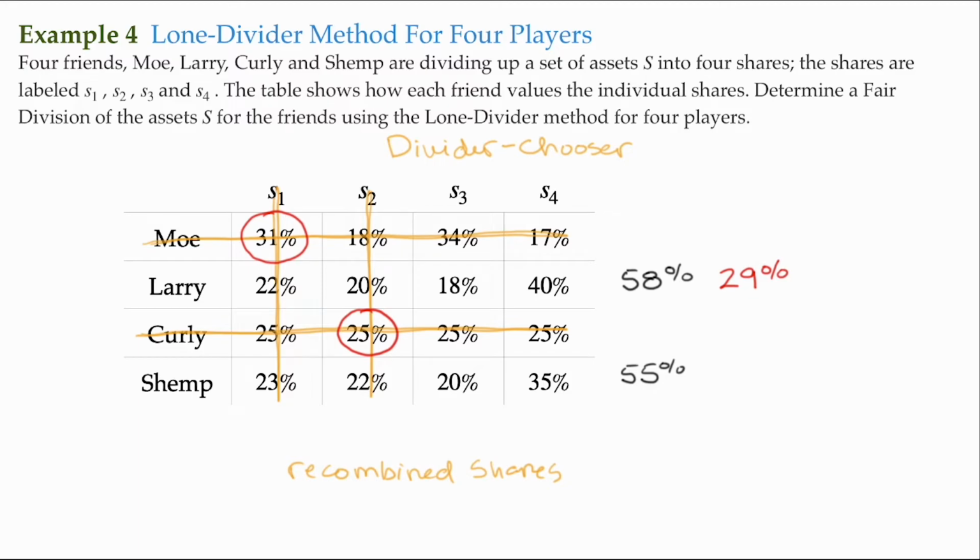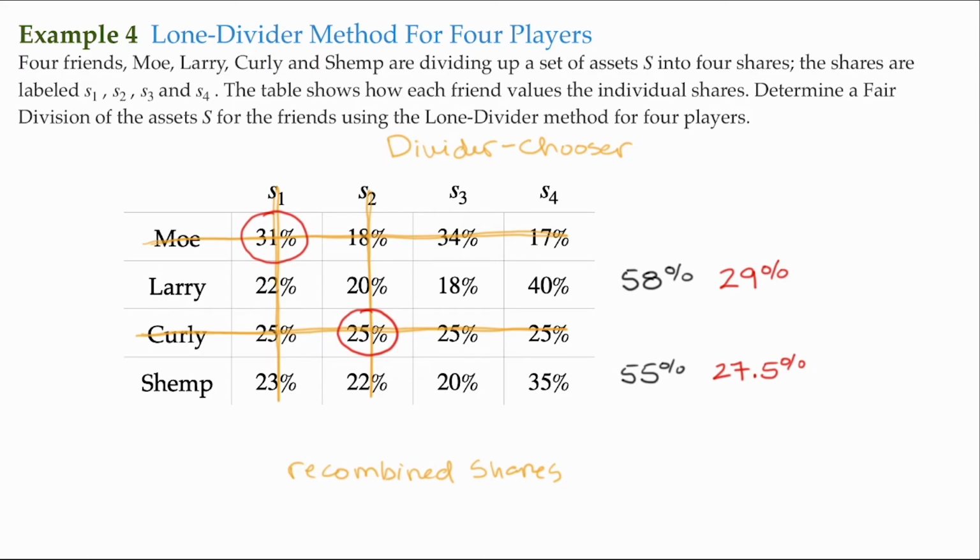If we flip a coin and Shemp is the divider, it's the same thing. He gets half of the combined asset. That's 27.5%. So he guarantees himself 27.5%, and if Larry is the chooser, he gets at least 27.5%. Either way, however this works, they're always going to get at least 25% of the original value of the asset that we started with.